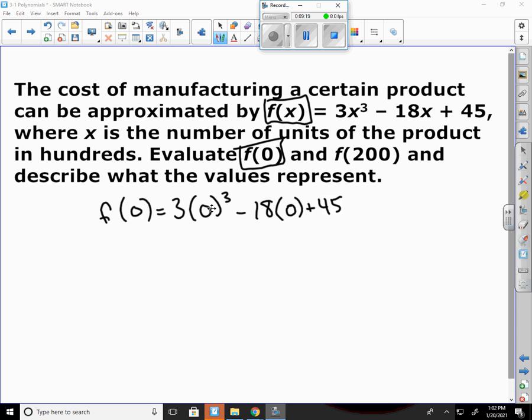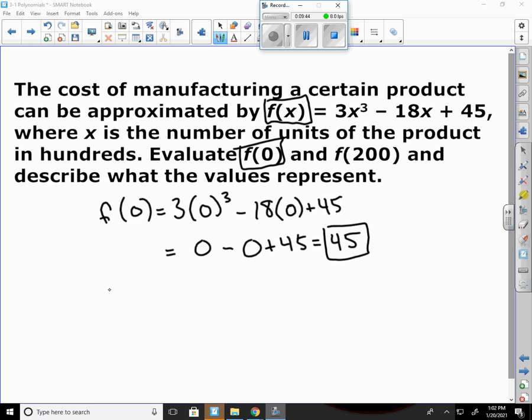So then 0 to the third power remains 0. Times 3 is 0. 18 times 0 is 0. Plus 45. 0 minus 0 plus 45 is just 45. So that's f of 0.